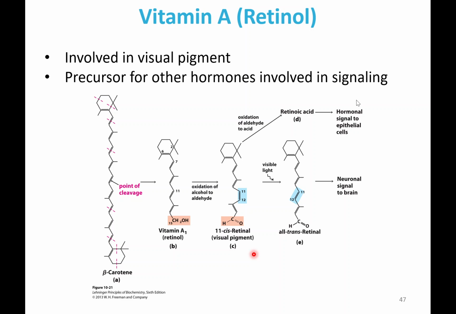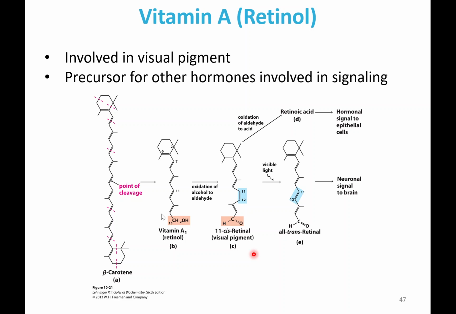Right, and the last biologically active lipid we'll look at is vitamin A, also known as retinol. This is involved in visual pigment. Really, where you get this in your diet is from eating vegetables that have beta carotene. Beta carotene looks something like this, and it has a point of cleavage in that molecule where it splits in two. So you'll break it down when you ingest beta carotene. It breaks in two, and then it becomes what's known as vitamin A1 or retinol.